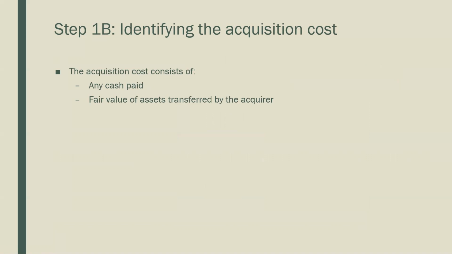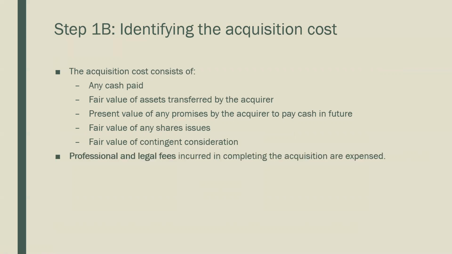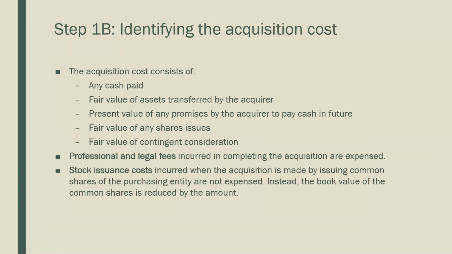Also, as part of step one, we must identify the acquisition cost. So the acquisition cost consists of any cash paid, the fair value of assets transferred by the acquirer company, the present value of any promises by the acquirer to pay cash in the future for the combination, the fair value of any shares issued, and the fair value of contingent consideration. We'll talk about contingent consideration soon. Any professional and legal fees must be expensed. Any stock issuance costs are not expensed, but rather the book value of the common shares is reduced by the amount of the stock issuance cost. So basically, stock issuance costs are capitalized against the common shares.